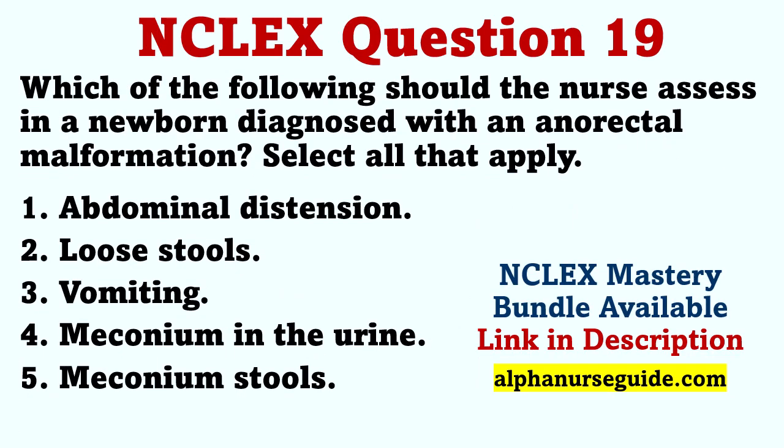Which of the following should the nurse assess in a newborn diagnosed with an anorectal malformation? Select all that apply. 1. Abdominal distension. 2. Loose stools. 3. Vomiting. 4. Meconium in the urine. 5. Meconium stools. The correct answers are 1, 3, and 4.